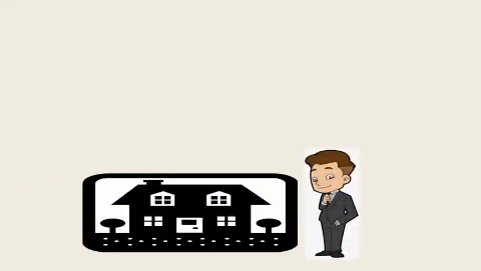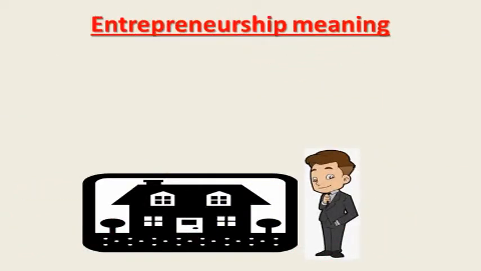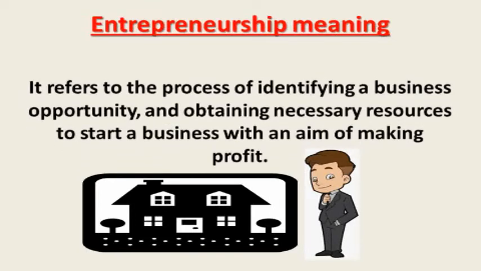So let's go to the term entrepreneurship. Entrepreneurship is derived from what we have defined, entrepreneur, and it refers to the process of identifying a business opportunity and obtaining necessary resources to start a business with the aim of making profit. So in entrepreneurship, we first of all have the idea, then obtain the resources for that business idea. Then from that we start the business, and whenever we start the business, we usually aim at making a profit. So that's the meaning of entrepreneurship.